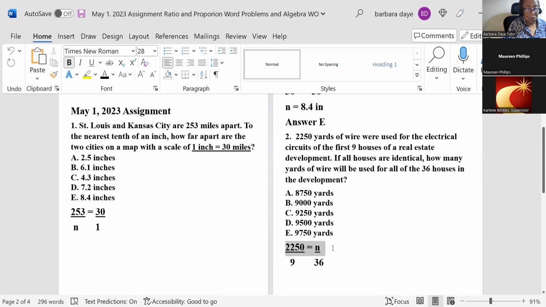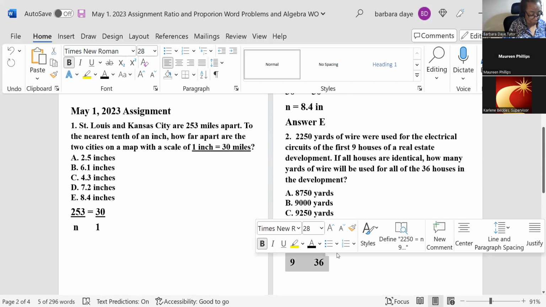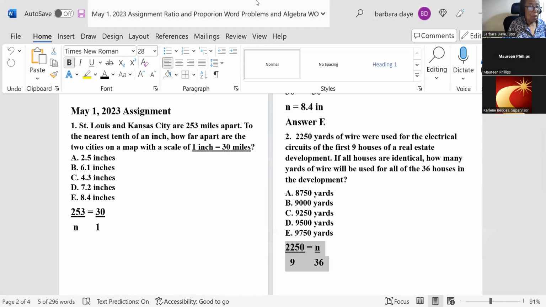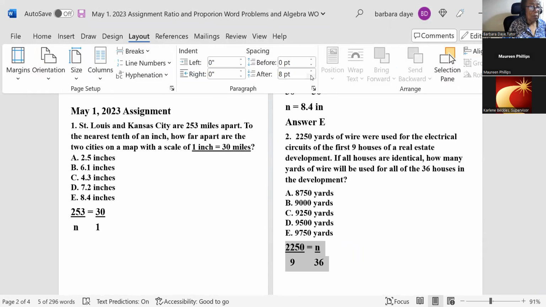So you could see that. Those numbers, 9 is a multiple of 36. So if 36 is 4 times 9, the number of yards would be 4 times 2,250. That gives you 9,000. Okay, so let's just put here the answer. That's it. Answer B.